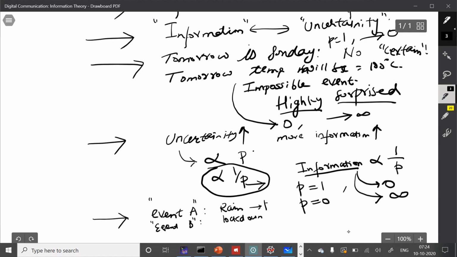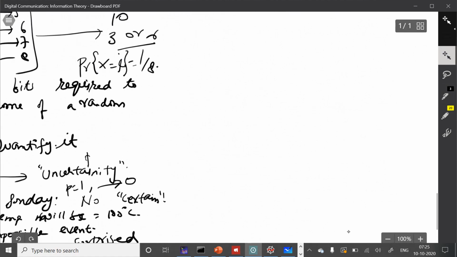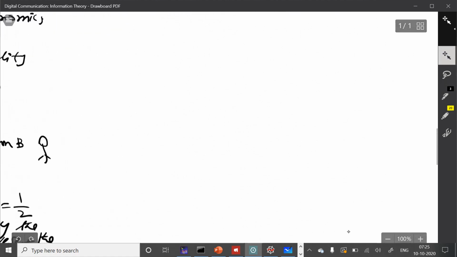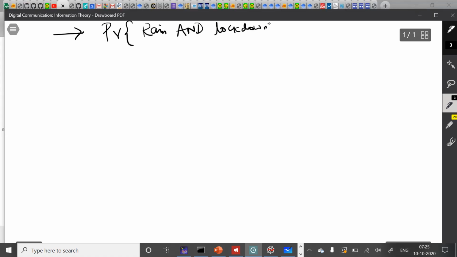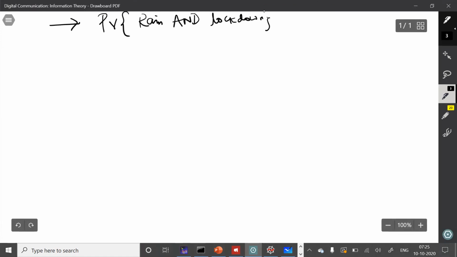Suppose rain has probability P1 and lockdown has probability P2. Now when I tell you these two things, first of all, what is the probability that tomorrow it will be raining and there will be lockdown? You know the joint probability. So if I tell you the probability it will rain and there will be lockdown, since they are independent also, it will be P1 P2. So probabilities are getting multiplied, but information should get added up.